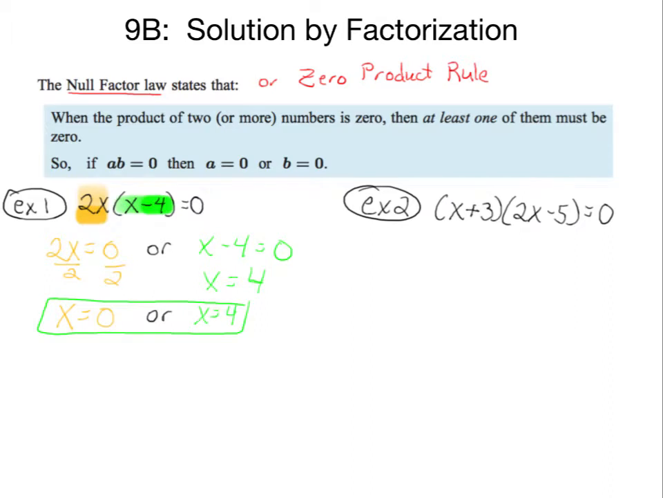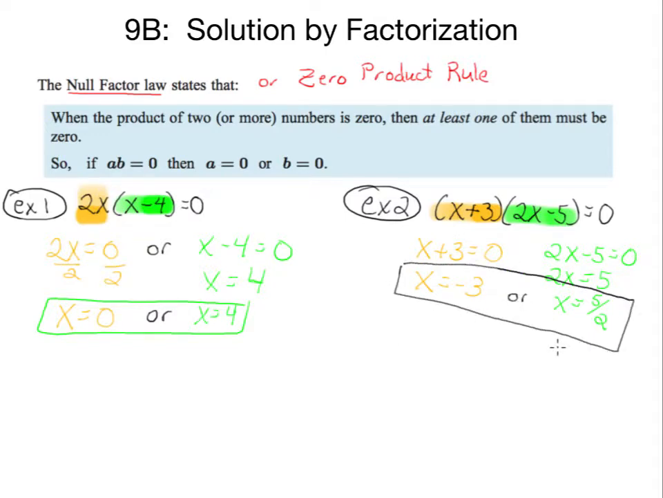In example 2, we have x plus 3 as our first factor and 2x minus 5 as our second factor, and it's equal to 0. So that means we can use our null factor law. So we get x plus 3 equals 0. Solving that equation by subtracting 3 from each side, I get x equals negative 3. Or we could say that 2x minus 5 equals 0. Using our inverse order of operations, we add 5 and then divide by 2, and we get x is equal to 5 halves.